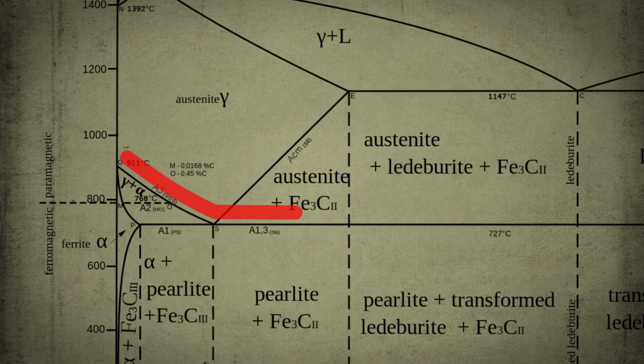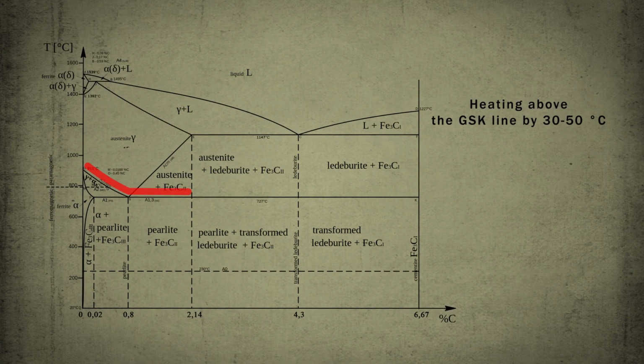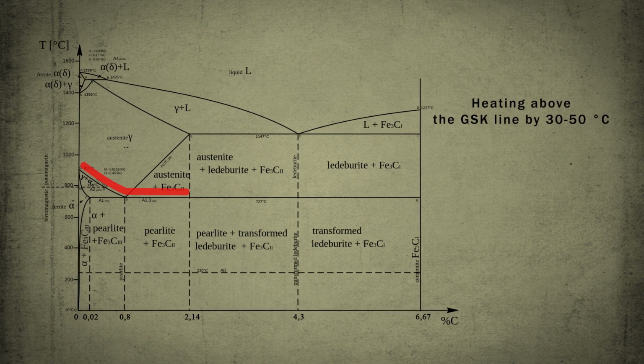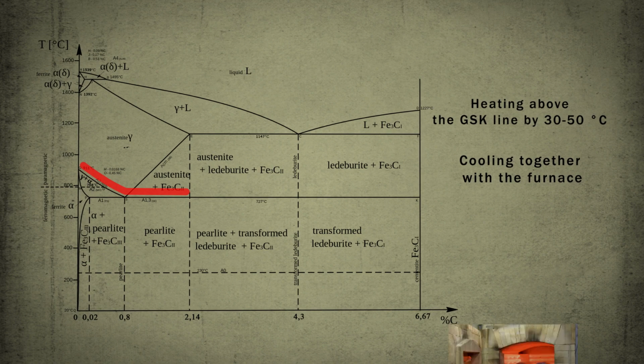Annealing in this case is characterized by heating to temperatures above the GSK line by 30–50 degrees and very slow cooling, as a rule, together with the furnace.